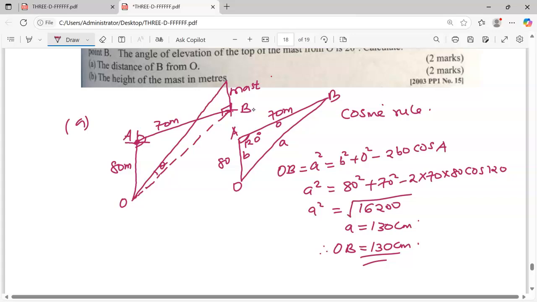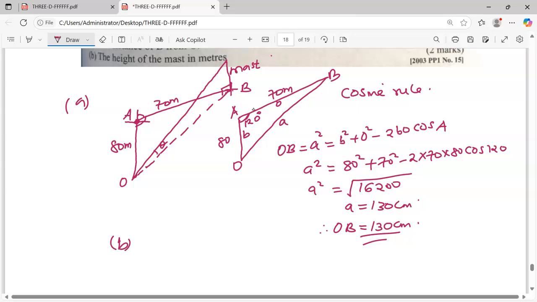Once we are done, we can now go to part B and calculate the height of the mast. By using this triangle here, we have OB, then the top of the mast, let me call it M. We connect this triangle where the angle at point O is 20 degrees. OM is the height and OB is 130 meters. Sorry for that, the units are in meters.